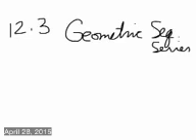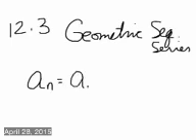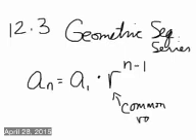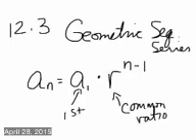Okay? The general rule for a geometric one is a sub n equals a1 times the ratio to the n minus 1. This number, r, means common ratio. This number, a1, is your first term.